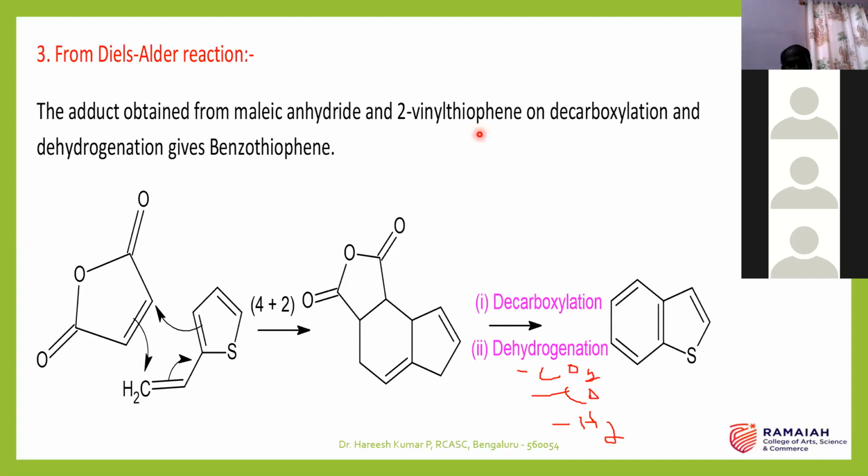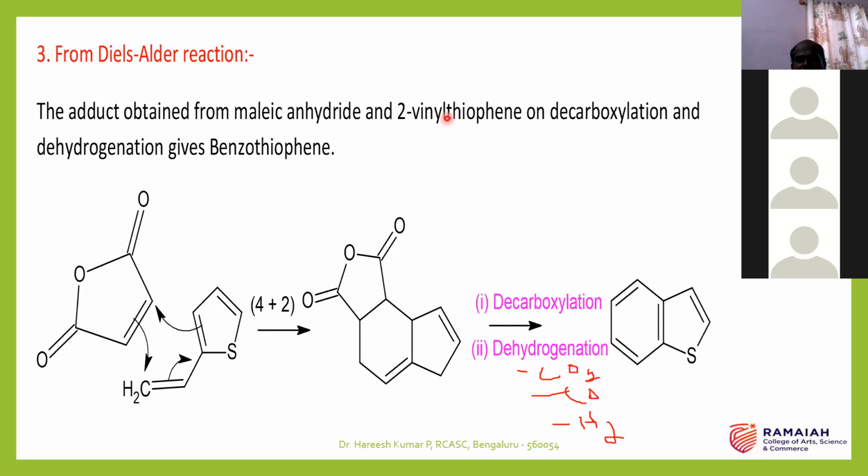Okay, so in our previous class, we were discussing the thiophene and benzo-thiophene preparation or synthesis. One of the methods of preparation of benzo-thiophene starts with maleic anhydride. This is called maleic anhydride, and this group is called vinyl thiophene. So what will happen here? This is a diene and this is a dienophile. A diene and dienophile are required for the Diels-Alder reaction.